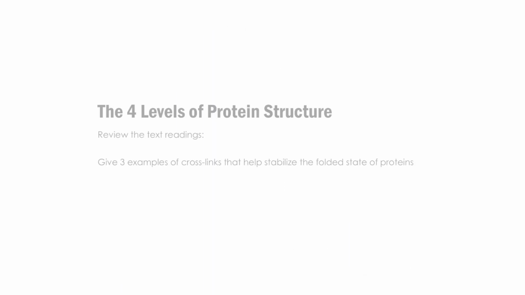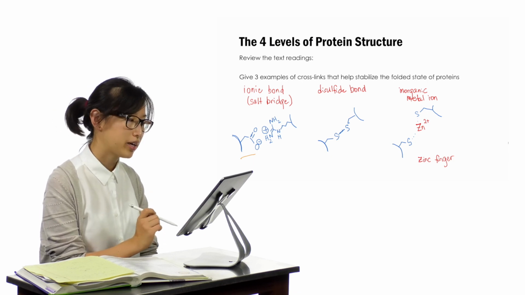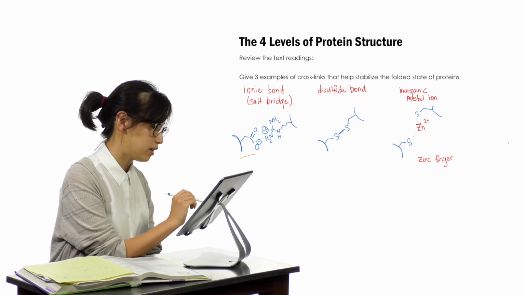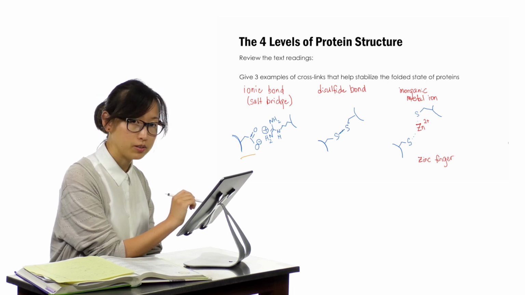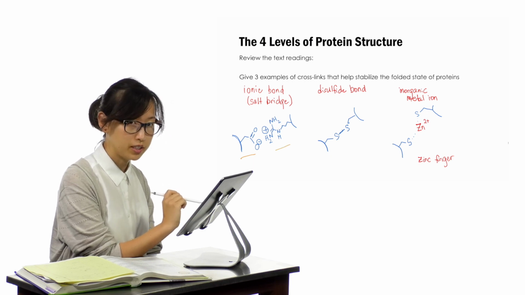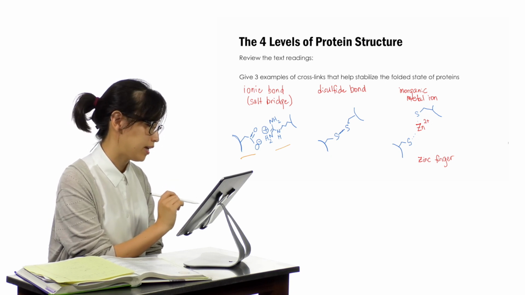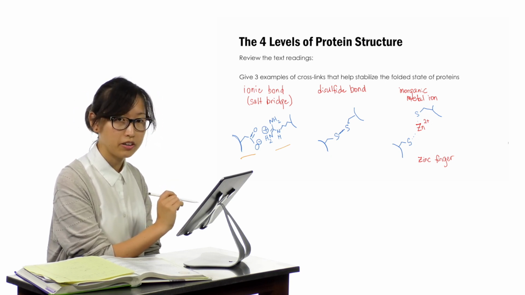Now I'd like you to give 3 examples of cross-links that help stabilize the folded state of proteins. First, we have the ionic bond, and I've pointed out the aspartate residue here, interacting with the arginine residue here from 2 different sides of a protein. And because they have opposite charges, they're able to interact.